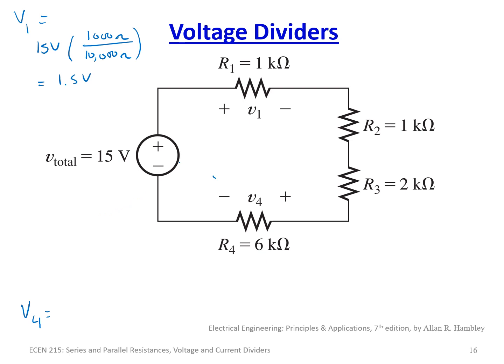So now let's do the exact same thing for V4. The bottom part stays exactly the same. So we have 15 volts for Vn, but now we have 6,000 ohms over 10,000 ohms, which is equal to 15 times 6 over 10, which is equal to 9 volts.